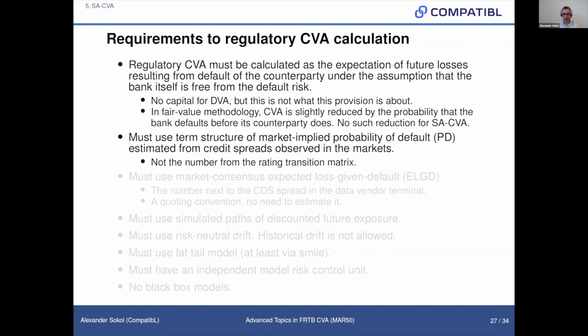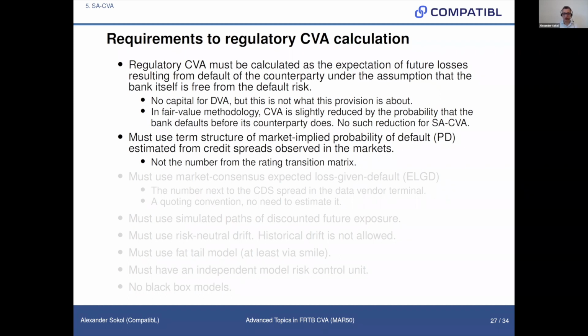And when traders think about it, they think about the risk. So traders price CDS as though the probability of default was 10 times the historical average, typically. Sometimes 5 times, sometimes 20 times, and so forth. So what it means is that if you take historical default probability per year from the rating transition matrix, you will underestimate your CVA by a factor of 10. And that's why you have to use a market implied probability of default.